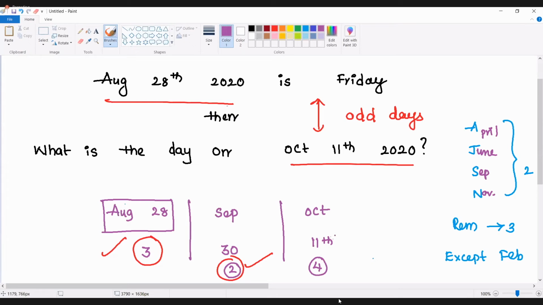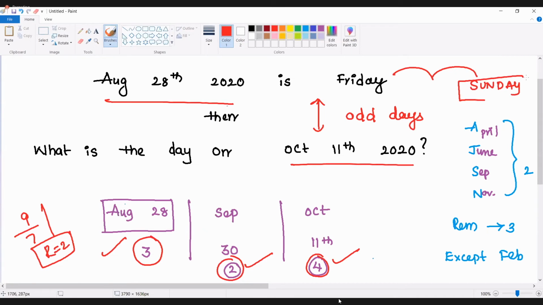So you can take the odd days and add all the odd days. What is the total number of odd days now? 3 plus 2 is 5, 5 plus 4 is 9. 9 by 7, leftover remainder is 2. That means your day will be shifted by 2 days forward. So Friday, Saturday, Sunday. The answer choice is going to be Sunday.